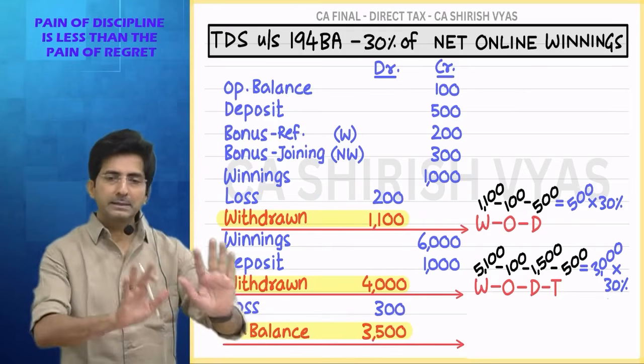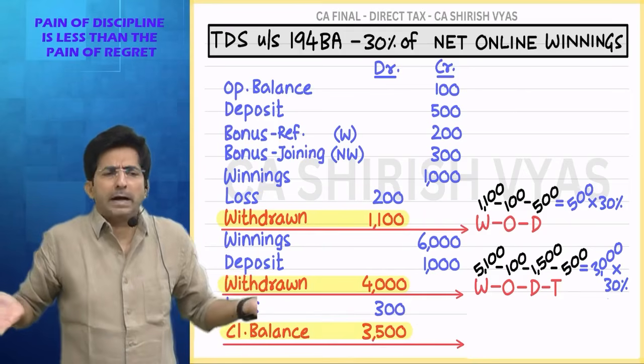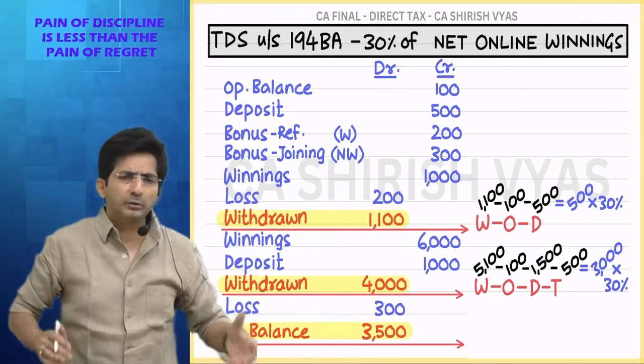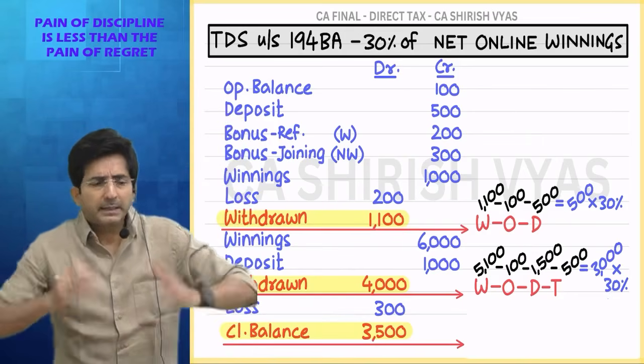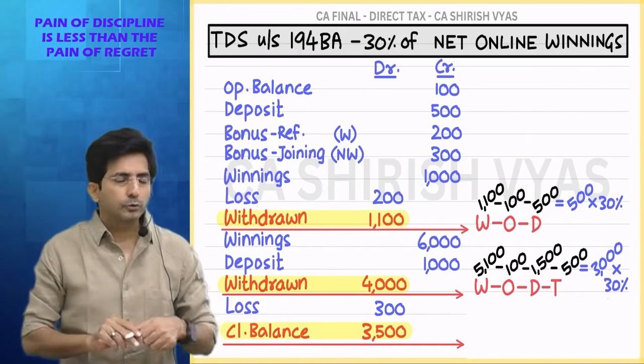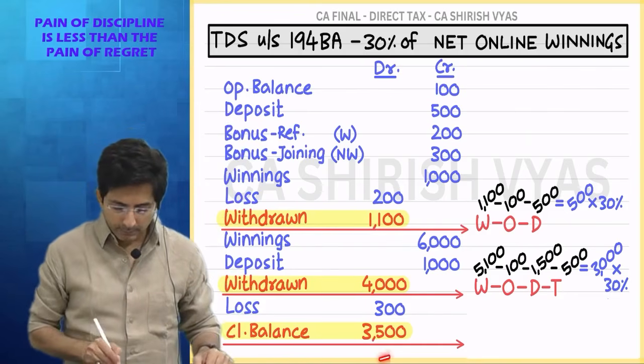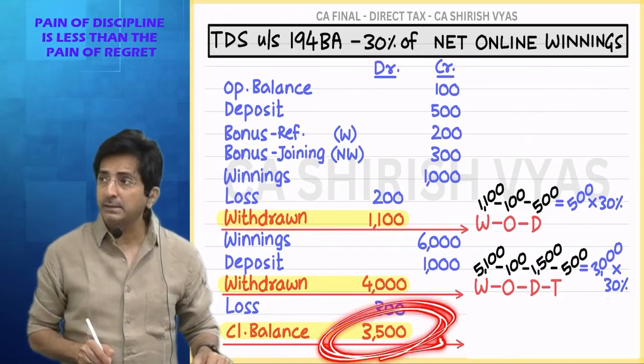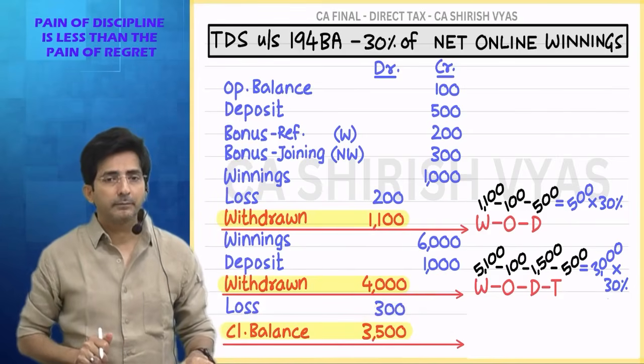Closing balance is there in my account. I don't want to withdraw. I will withdraw after 20 years, that's my wish. But the income tax department wants to settle the account year to year. So income tax will assume what? This 3500 is withdrawn by me.